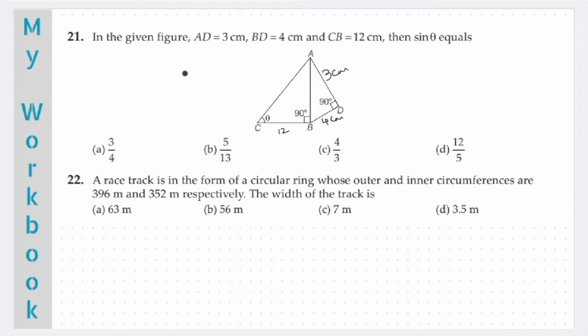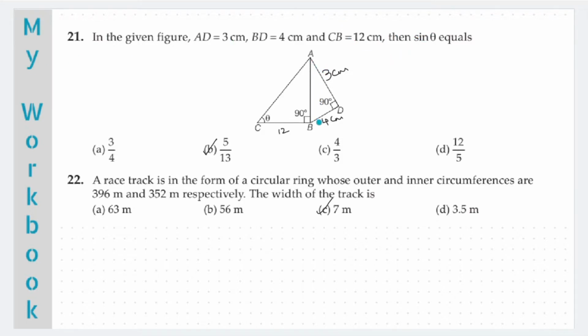Okay, let's see the solution for question number 21. 21, the answer is option B, 5 by 13. And 22, the answer is option C, 7 meter. Hope you got both the answers right. Let me solve 21 first for you.